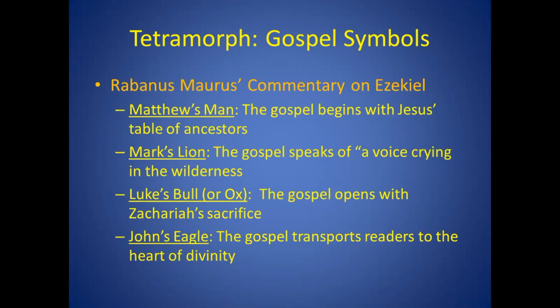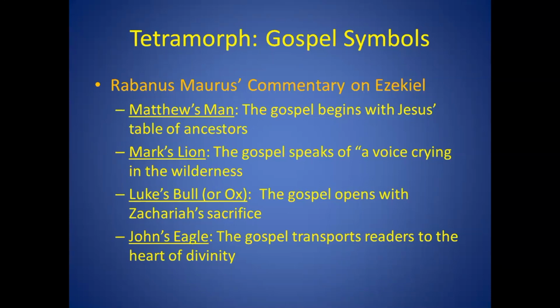And Rabanus Maurus, this monk from Germany, later became a bishop, had three interpretations of these creatures written up in his commentary on Ezekiel. And the first one, and the most familiar one to us, is that they represent the four gospel writers in the four gospels. That Matthew's man is connected with Matthew's gospel because it includes Jesus's table of ancestors at the very beginning. So the human connection going back.